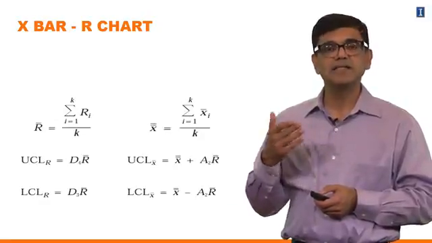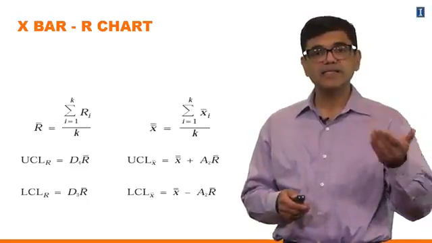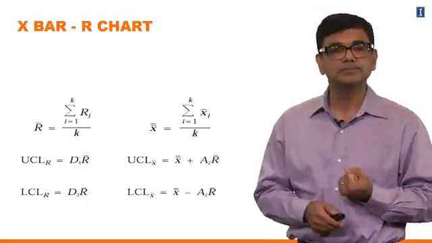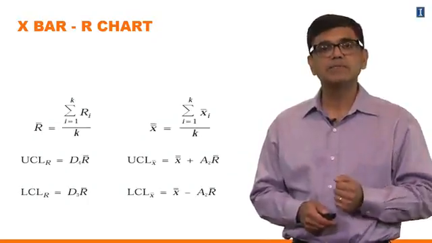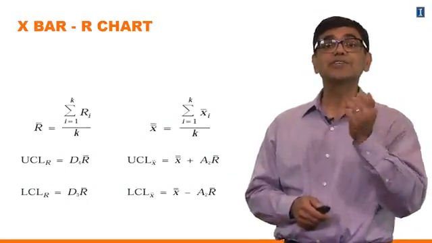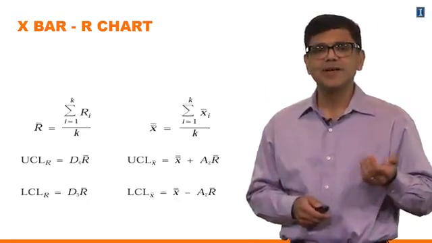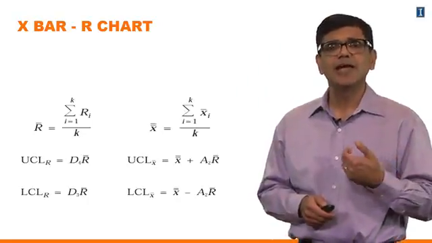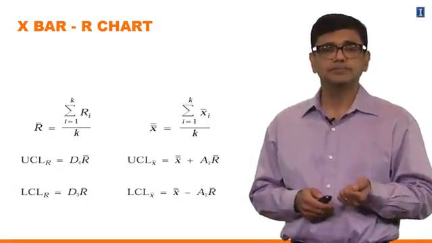It's saying that it's the average of the 5 averages that you had taken plus the A2 times R bar. Lower control limit is x double bar minus A2 times R bar. Now, the question that you should be asking or what you should be wondering about at this point is, what is this D3, D4, and A2?